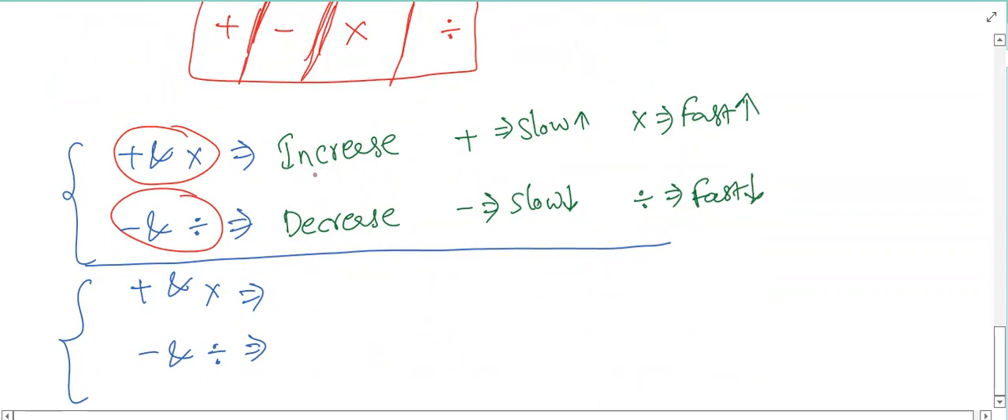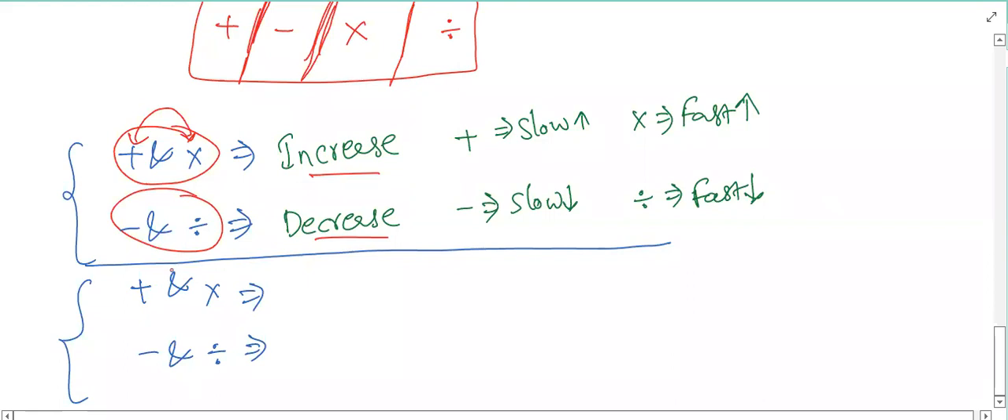Both represent increase. Minus and divided by come under decreasing order, sir. Division and minus come under the decrease category. And between these two also, plus is for slow increase and into is for fast increase. Minus is for slow decrease and division is for fast decrease.